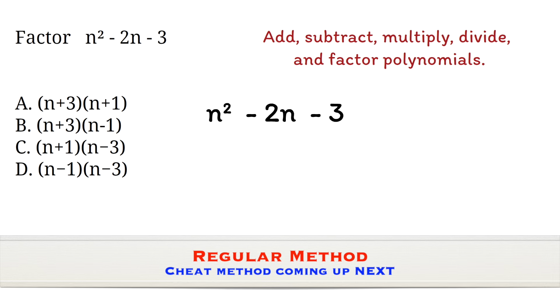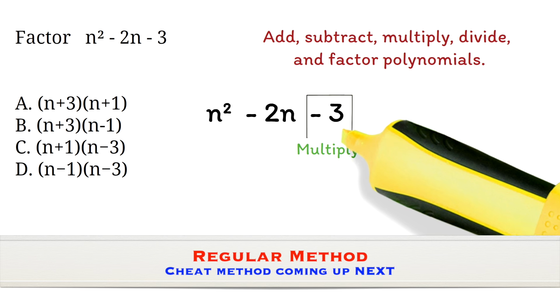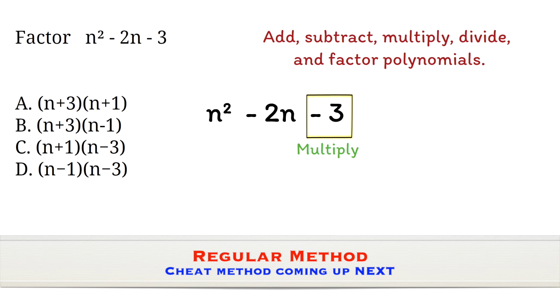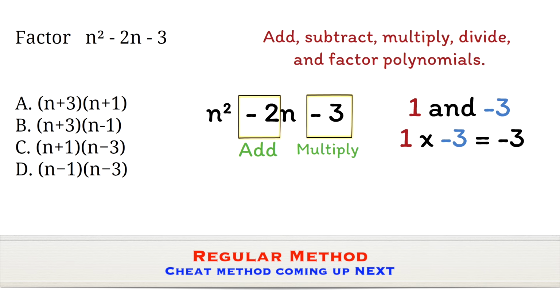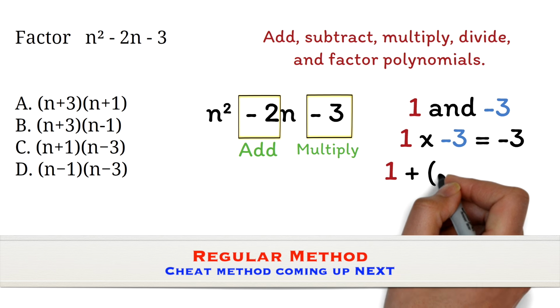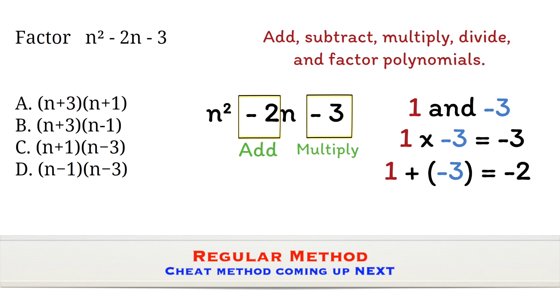For this question, all we need to do is find two numbers that multiply to give the constant, in this case, -3. Those same two numbers must also add up to give the coefficient of n, which is -2. This takes some trial and error and depends mainly on how good your multiplication is. The two numbers here will be +1 and -3. +1 times -3 gives -3. +1 plus -3 gives -2.